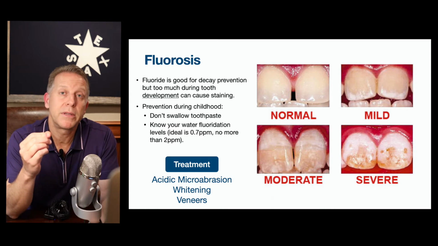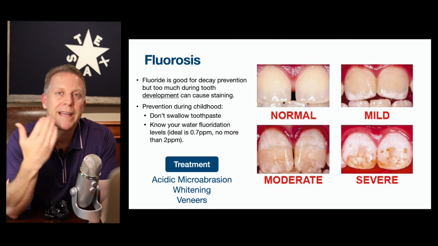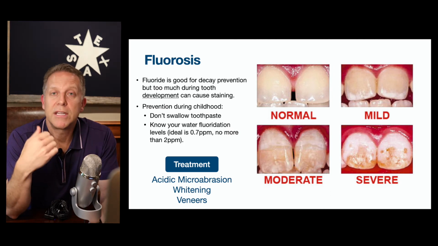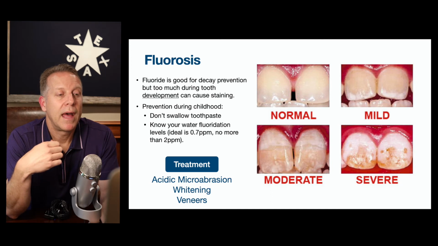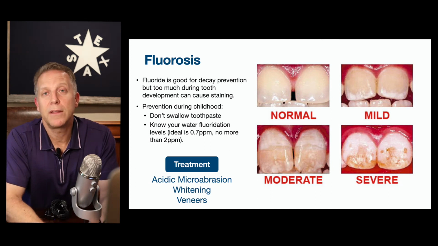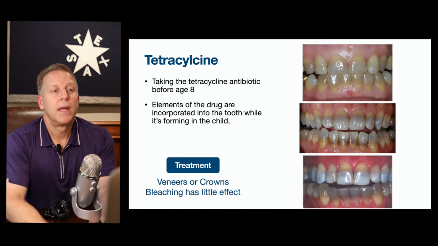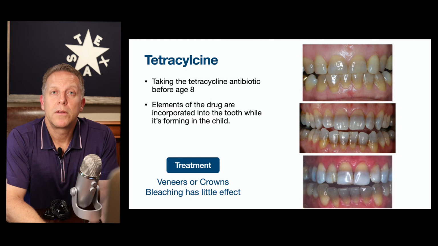Treatment for this, if it's very superficial, you can use an acid microabrasion, which is just an acidic pumice that the dentist will put on the teeth to kind of get rid of any superficial layers of discoloration. If it's deeper than that, it may require whitening. And if it's very deep, then veneering or putting porcelain over the fronts of the teeth is going to help fix that problem.